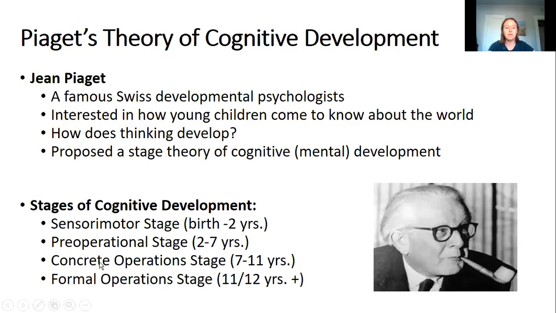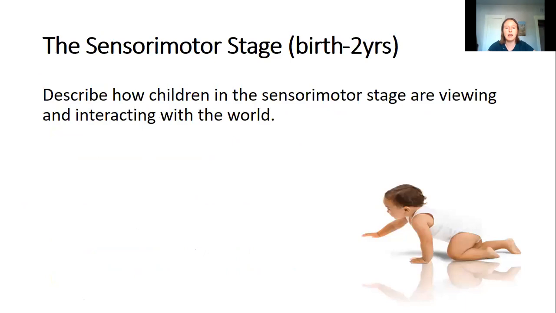Then from about 7 to 11 years old, children pass through the concrete operation stage. And then finally, the formal operation stage, which can start anywhere from about 11 or 12 through the rest of adulthood. So these are the 4 phases of mental development put forth by Piaget after his extensive work and research studying this topic. As you go through these slides, I'm asking you to complete the worksheet describing how children in the sensory motor stage are viewing and interacting with the world.